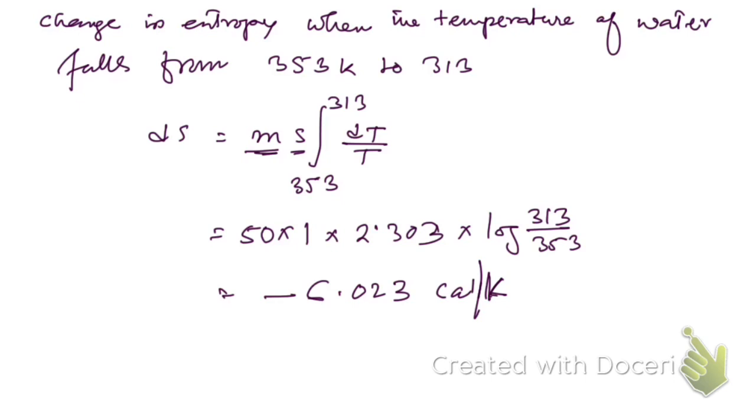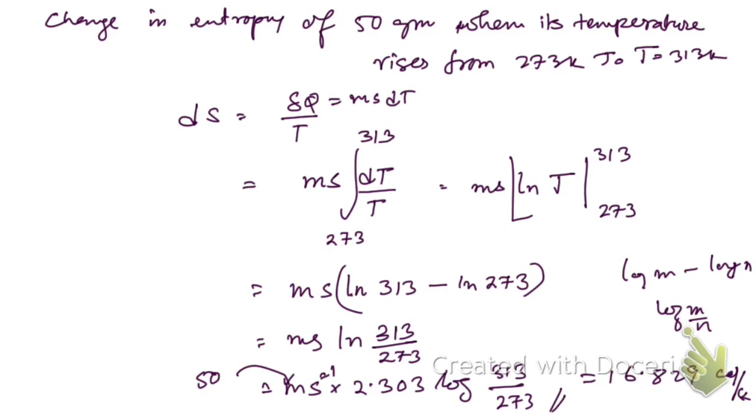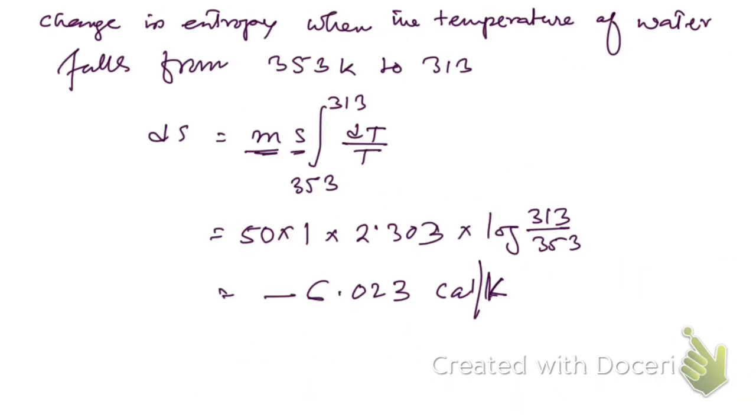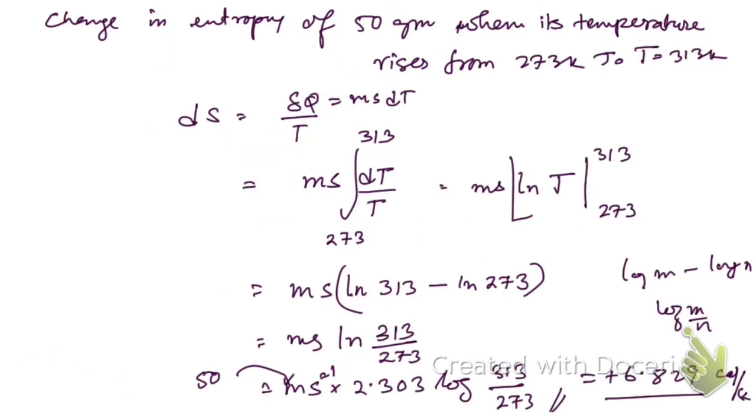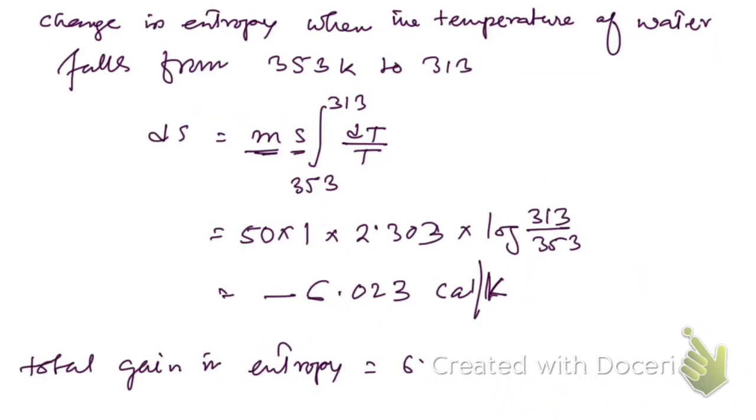The negative sign indicates loss of entropy, and the positive sign, here we have got a positive result, so that is gain of entropy. Therefore the net change, total gain in entropy of the system, is going to be equal to the first value we got, 6.829, minus 6.023, and that's going to give you 0.806 calorie per Kelvin. So hope you have understood this.